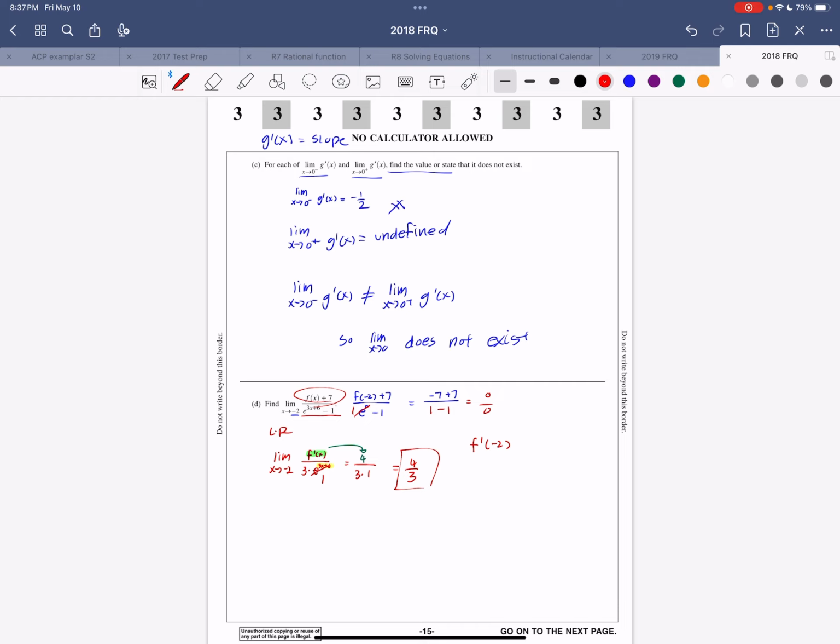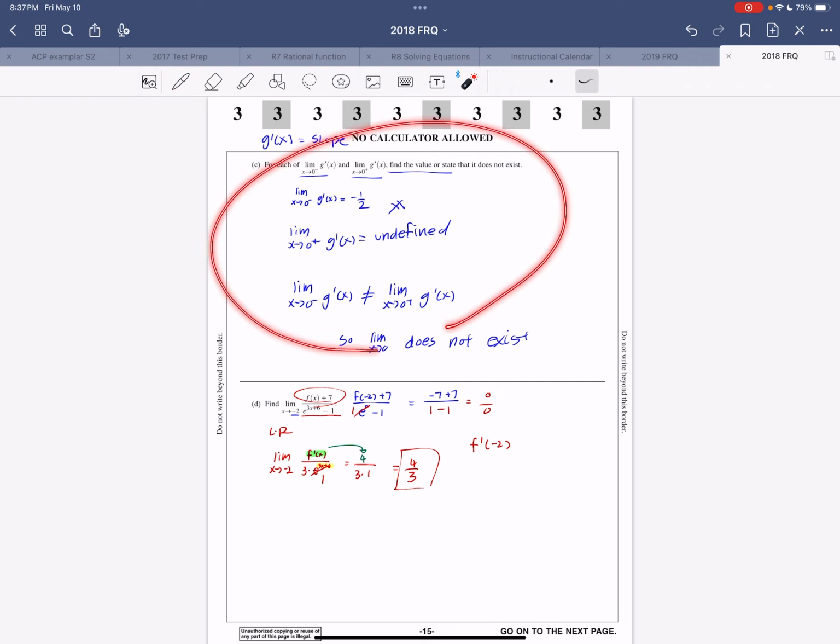So it's easy like this. You just have to go back and forth. Just don't panic. Even if you could not do question number C, you could have done D. So always don't give up.